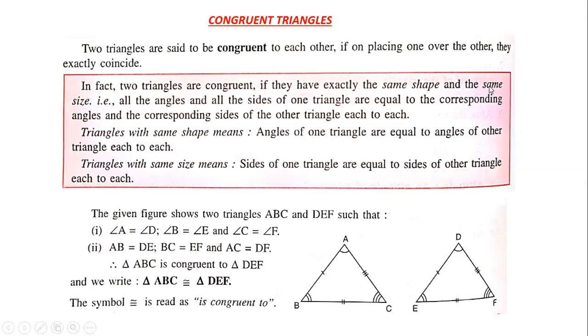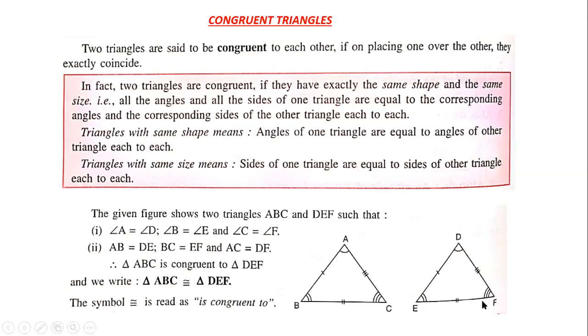Exactly the same shape. Triangles with the same shape means the angles of one triangle are equal to the angles of the other triangle. See, in these two triangles, angle A is equal to angle D, angle B is equal to angle E, and angle C is equal to angle F.